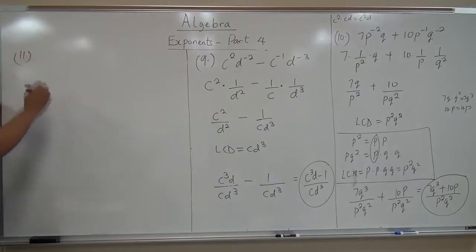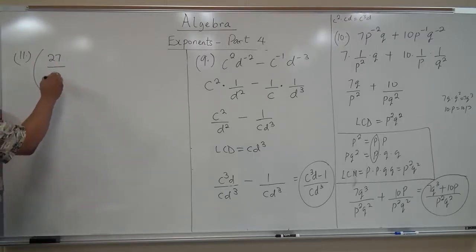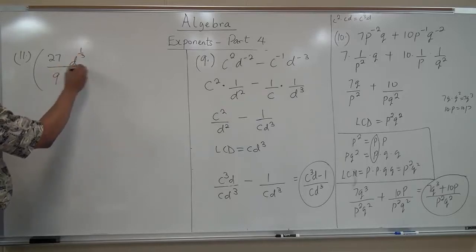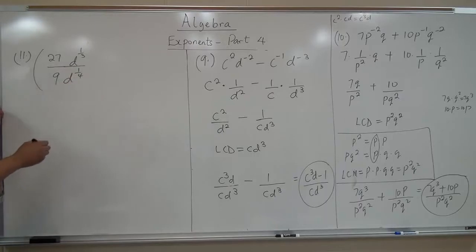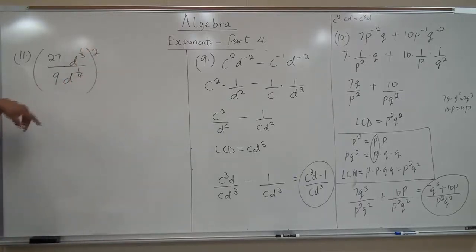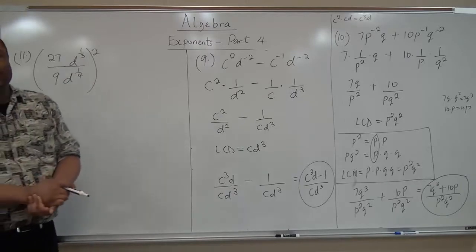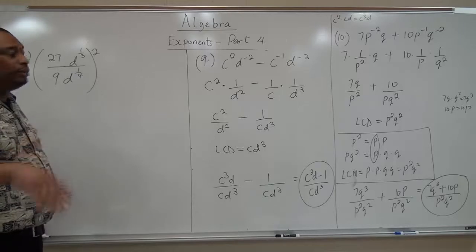Number 11. Now let's look at 11, 27 over 9, then 27D to the power 1 over 3. We now have fractional exponents. We shall do more of this in our other videos. This is what we have as number 11. So you have fractional exponents. Please don't be scared of fractions. Do not. We're gonna do it. Okay, we'll do it.